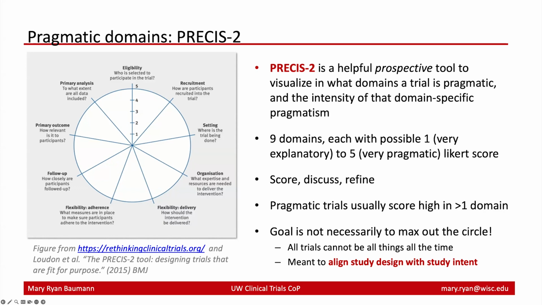But the goal with the PRECIS tool isn't necessarily to maximize the circle, to just blow out every domain, because it's important to recognize that all trials can't be all things all the time. And you might not necessarily need pragmatism in every single domain to answer your particular research question. So really the PRECIS-2 is meant to help you align your study design with your study intent, and help guide you through asking questions about, this is what I meant to do with this study. Is how I designed it actually meeting up to that intent?